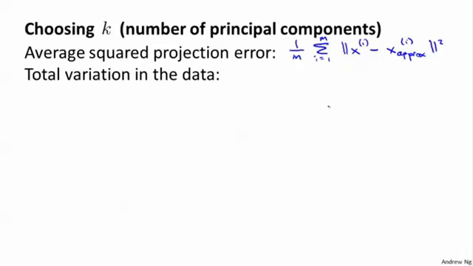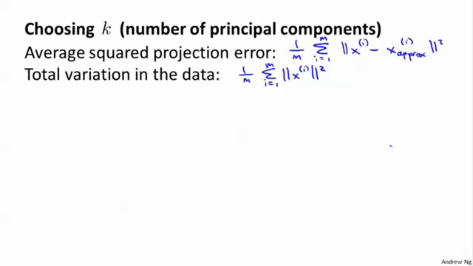Also, let me define the total variation in the data to be the average length squared of these examples xi. So the total variation in the data is the average over my training set of the length of each of my training examples. And this says, on average, how far are my training examples from the vector being all zero. So how far on average are my training examples from the origin.